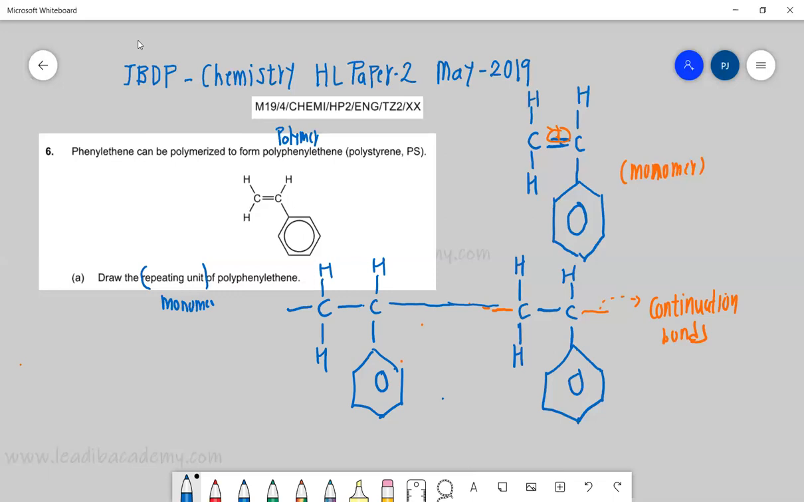So this is called a repeating unit. You need to be very careful to show the continuation bonds. That is very, very important. Hope this is quite clear.